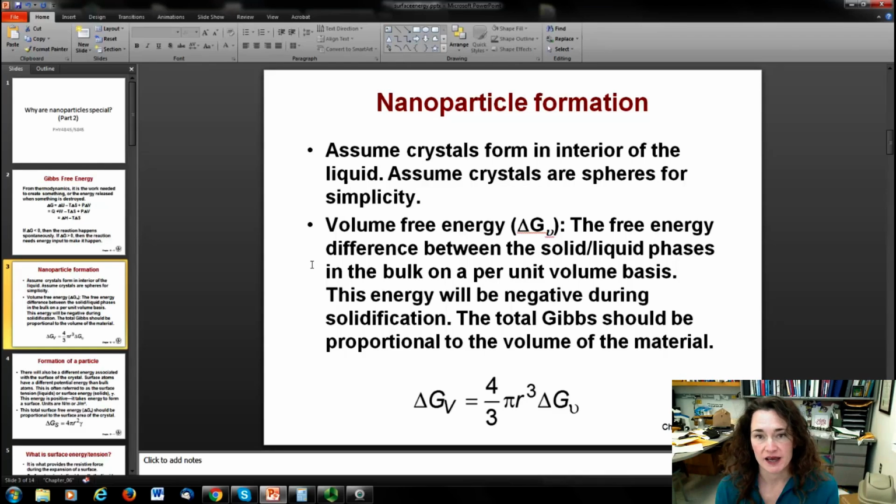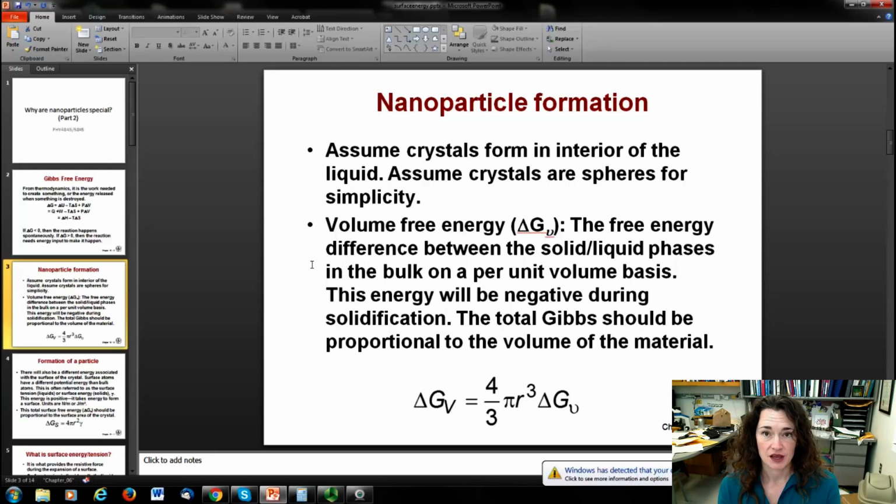But in any case, let's assume that you're forming these nanoparticles in some way. Let's assume for now that it's within a liquid. And let's also assume that these crystals are spheres, just for the sake of simplicity for the formula. All right, so you've got a couple of contributors to your Gibbs free energy. These can be from the volume, so you're going to have a certain volume Gibbs free energy, and you're going to have a certain surface Gibbs free energy. The free energy difference between the solid and the liquid phases in the bulk on a per unit volume basis is your volume free energy, which here I've written as delta G sub v.